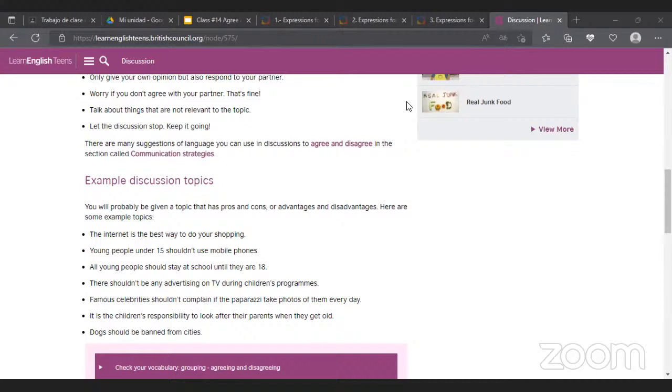Oh, here's another one. Famous celebrities shouldn't complain if the paparazzi take photos of them every day. Oh, Esteban, we would like to hear you. Or Teacher Ramon, Professor Ramon, we would like to hear your opinion about that. Sorry, I was here, but at the same time out, because I said at the beginning I'm doing an examination. Oh, it's okay. Esteban, is it possible for you to participate? Yes, I agree. What do you think?